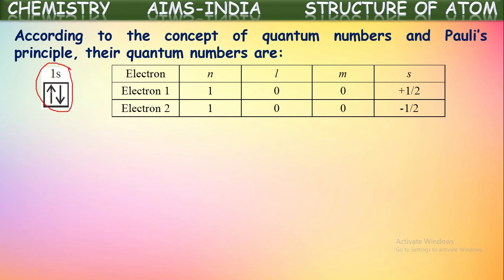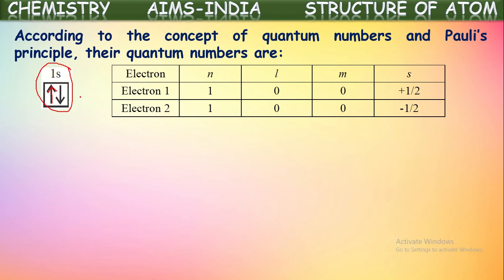See, for the first electron, the n value, that means the principal quantum number value, is 1, and the azimuthal quantum number value L, from the subshell s, is 0, and m value, L value itself is 0, so m also will be 0. Now the s value, that means the spin quantum number value, as it is in the upward direction, it represents the clockwise spin. So the s value is given as plus half for this.